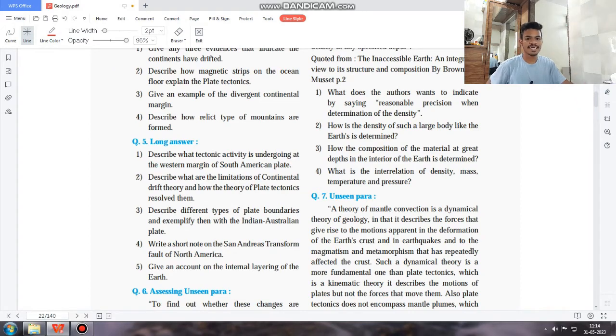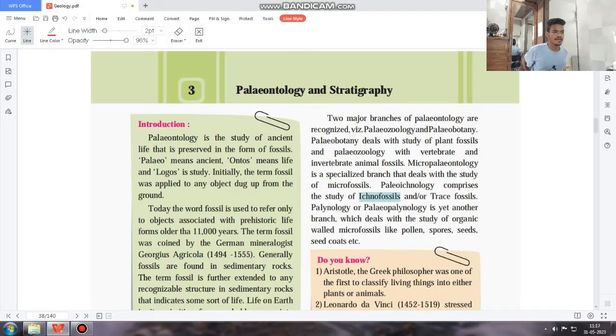So moving on to the next chapter, that is the third one, paleontology and stratigraphy. In the previous chapter, Dynamic Earth, it comes with option for 7 marks and without option for 5 marks. This chapter, paleontology and stratigraphy, comes for 16 marks with option and without option for 12 marks, which means 12 marks is compulsory. So it's a big chapter, big marks can be taken from this chapter.